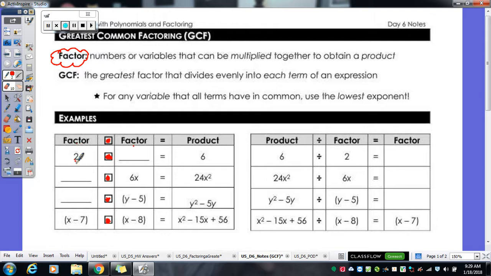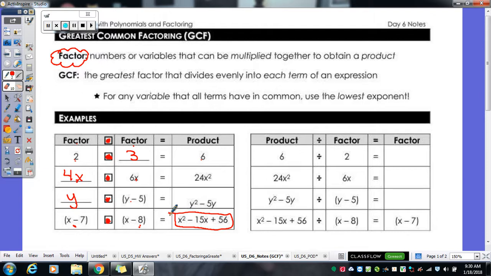So 2 times 3 is what gives us a product of 6. So 2 and 3 are what we would call factors, because that's what you multiply together to give you the 6. For the 24x squared, 4x and 6x would be your factors. Your product is your 24x squared. For y squared minus 5y, it would be y times the y minus 5. Those are your two factors there. And then x minus 7 times x minus 8, those are your factors. Your product, also known as your answer, would be x squared minus 15x plus 56.